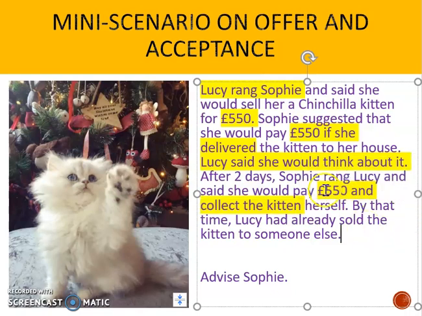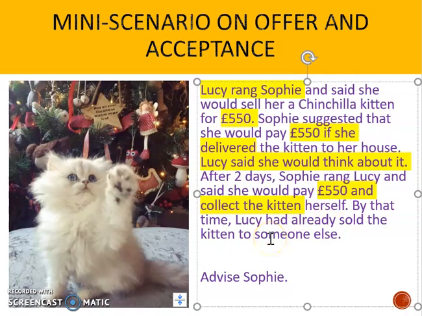So at this point, what she's essentially trying to do is go back to the original offer, isn't she? She's trying to accept that original offer by Lucy. But it's worth making the point that that original offer won't exist because this counter offer's destroyed it. So really, when Sophie's ringing Lucy and said she'll pay 550 and collect, that's a new offer, or a new counter offer, if you like.